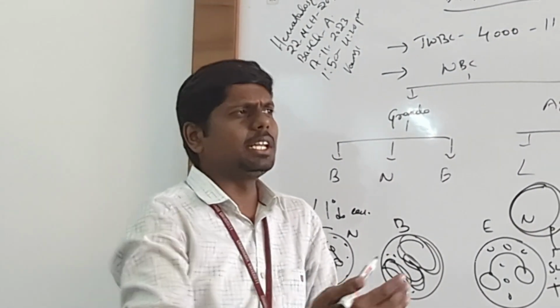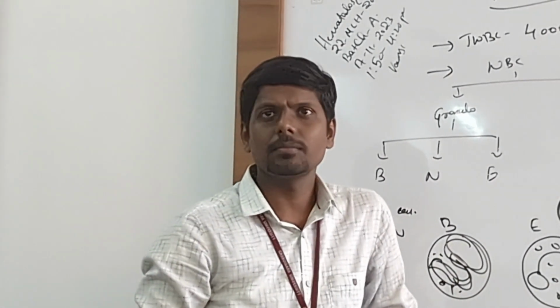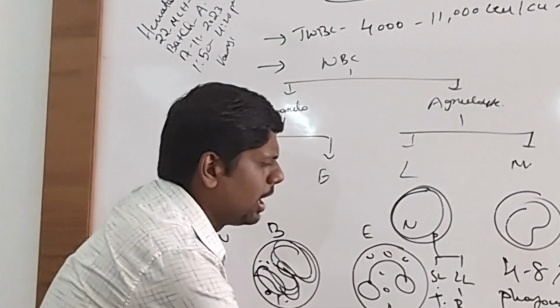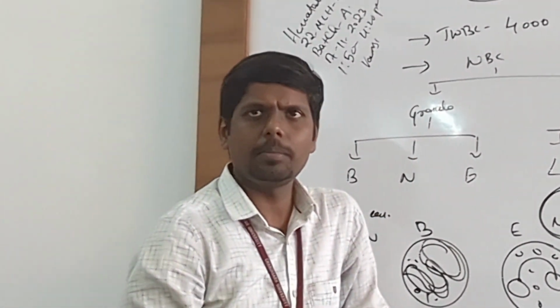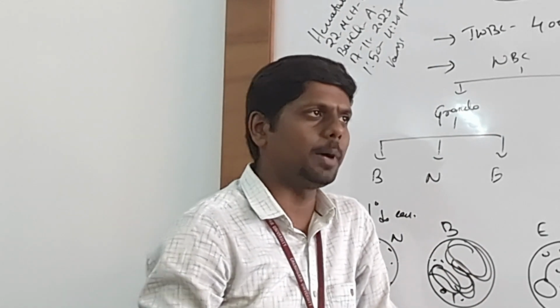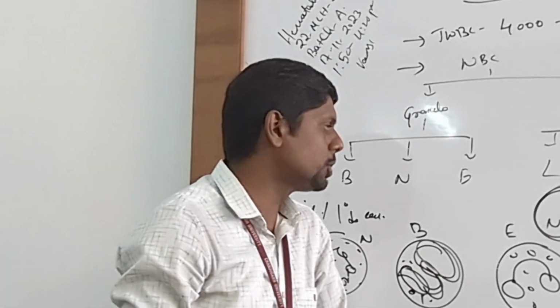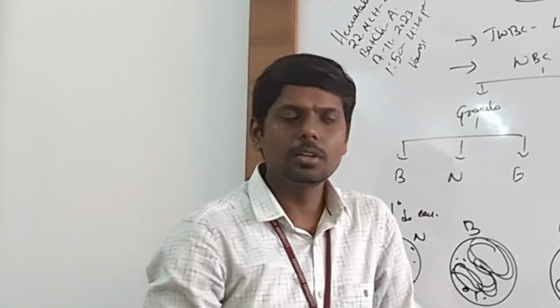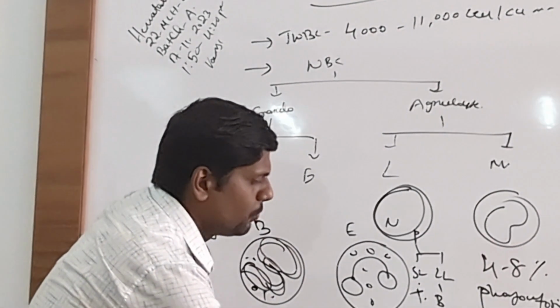Very good. What is the significance of lymphocytes? They will produce antibodies and they will also participate in immune mechanisms. They will kill pathogens by various mechanisms, mostly immune mechanisms. And what is the population of lymphocytes in the body? 20 to 40%. Very good.